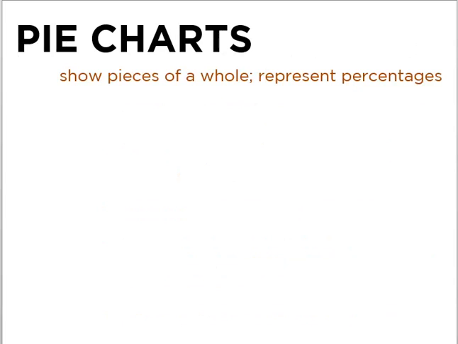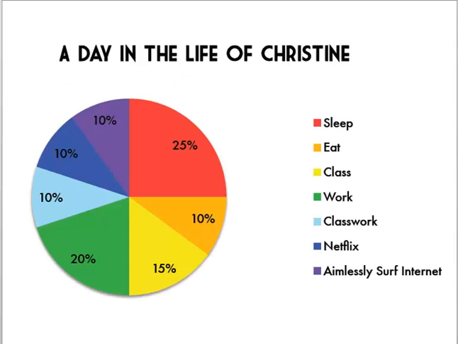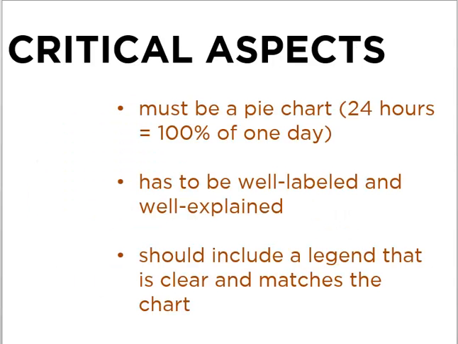Then we moved into charts for the last two activities. For the first chart, I asked you guys to represent what you do in a typical day. Typical day is 24 hours. 24 hours is one day or 100% of a whole, so a pie chart was the correct choice. You might have created something like this. And what I was looking for in the time chart was the use of a pie chart. I want to see good labels and good explanations, and a legend that was clear and matches the chart itself.